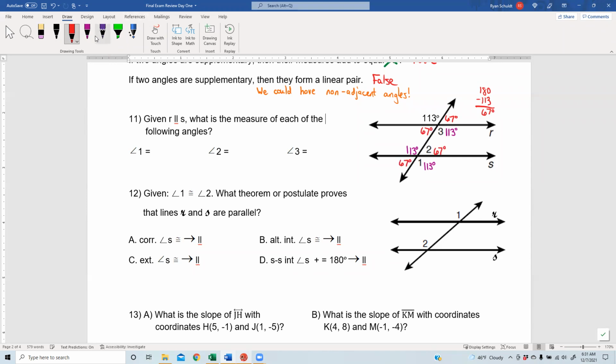We found all the angles. Now I'll just see which ones they asked for. They say angle 1. Angle 1 we wrote was 113. Angle 2 we said was 67 degrees. And angle 3 was also 113.